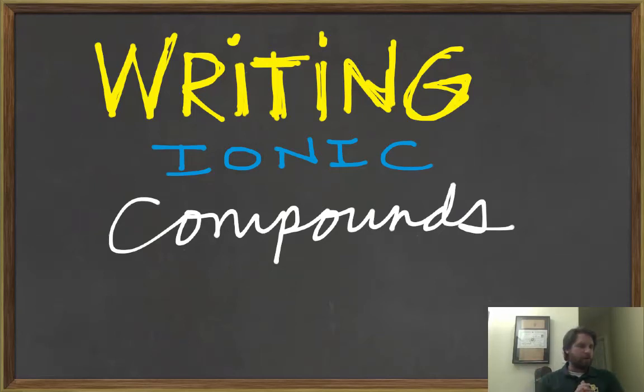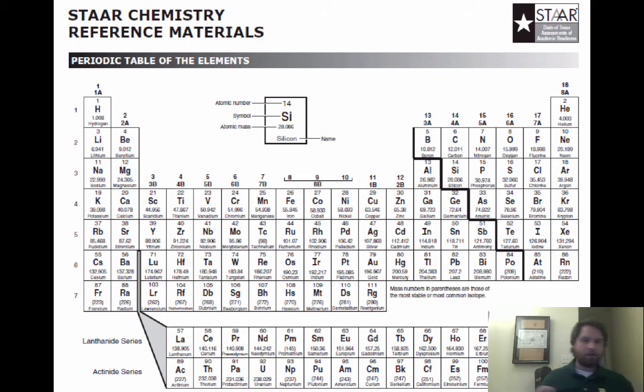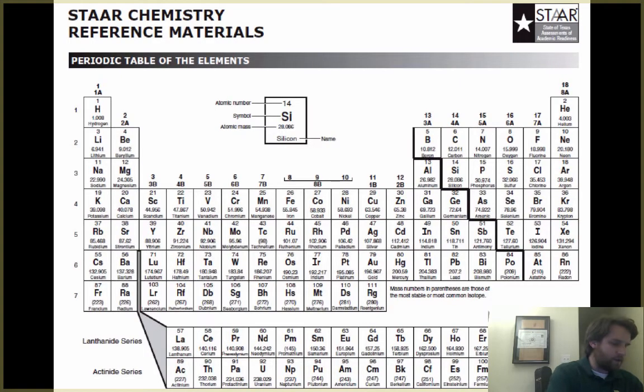Okay, boys and girls, so time for a quick crash course on writing ionic compounds. The first thing we have to do in order to learn how to write ionic compounds is understand something called oxidation numbers or charges. We don't really know yet what they really are, but commit these to memory and it will make sense much later, I promise.